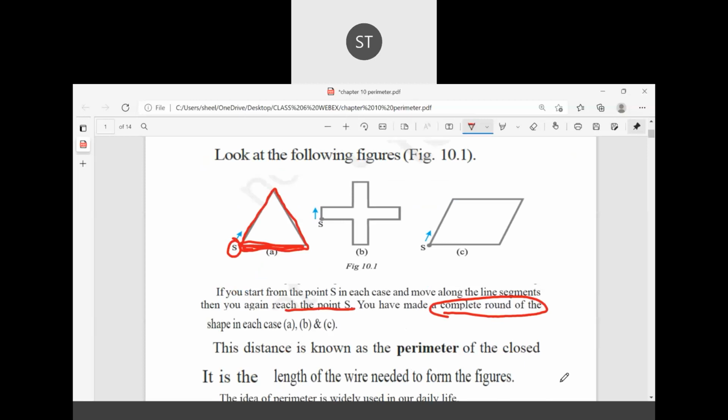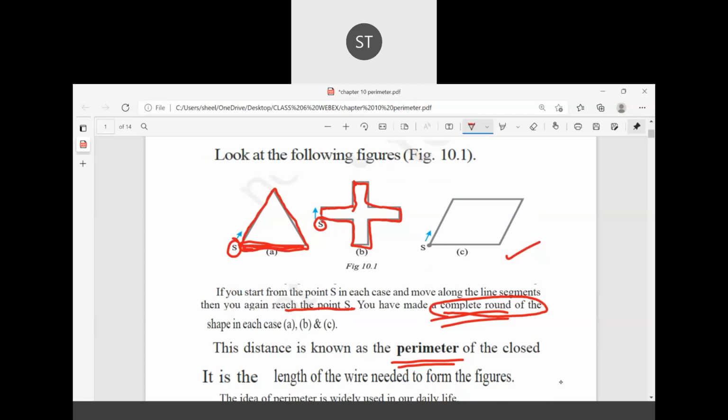Now similarly here also you can see, if you start from this point, we are moving and we are reaching S only. So we have taken the outer boundary, a complete round, isn't it? This is called a perimeter. Similarly, same case with this figure C also.